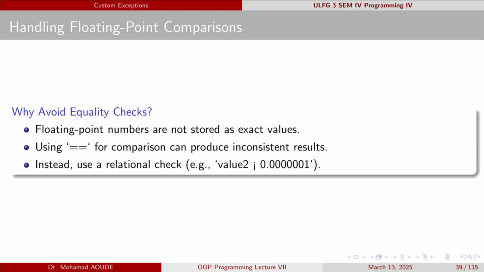Floating point values are imprecise due to how they're stored in memory, so instead of checking if value2 is 0, we check if it's smaller than a very small number, like 0.01. This is a key concept in numerical computing.